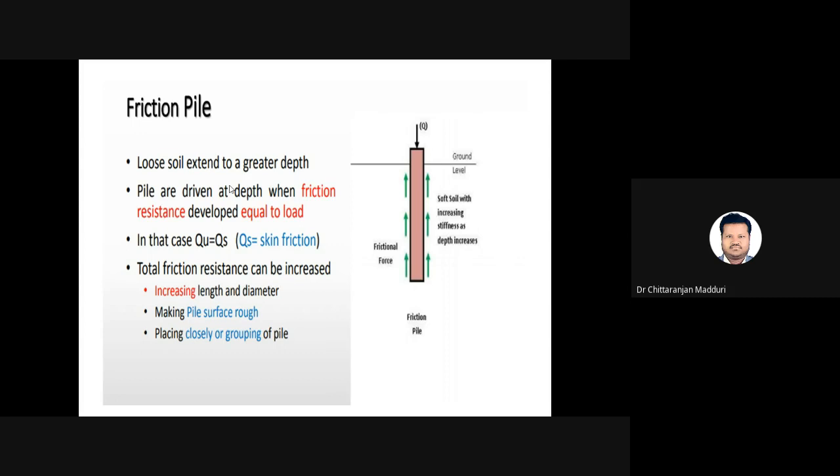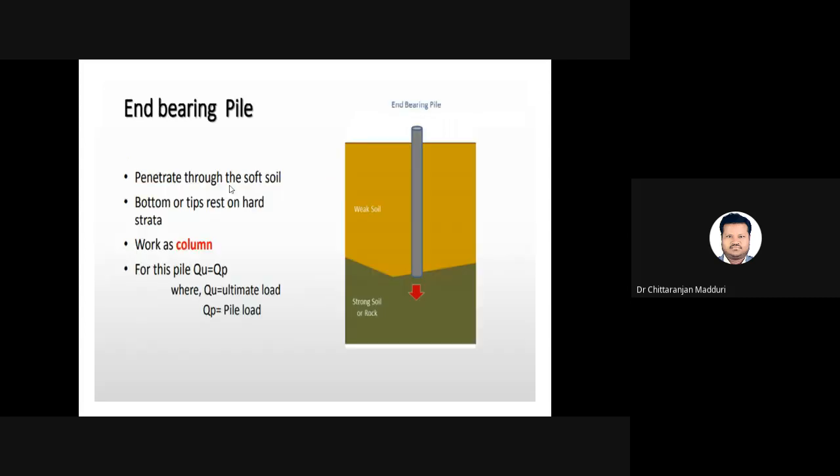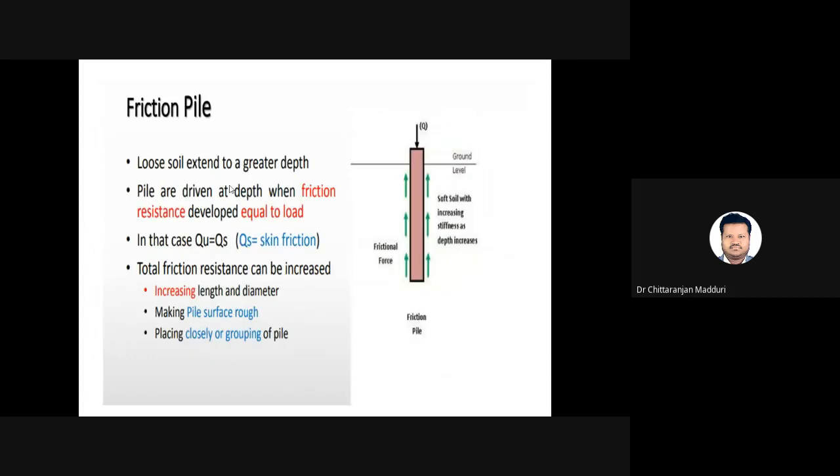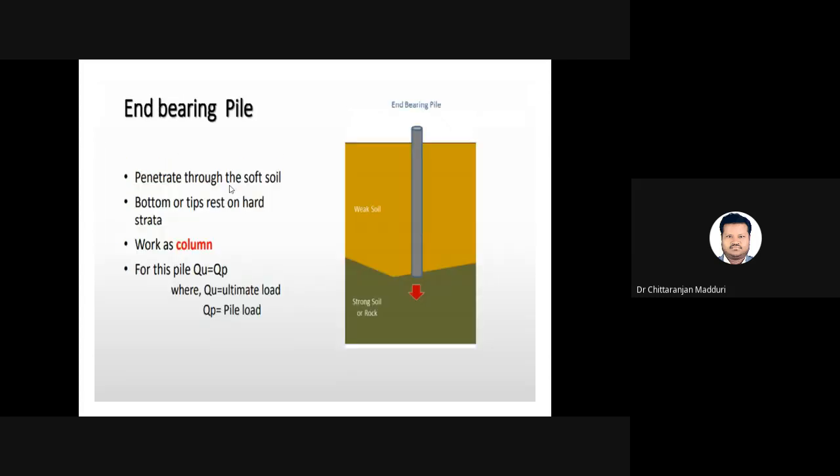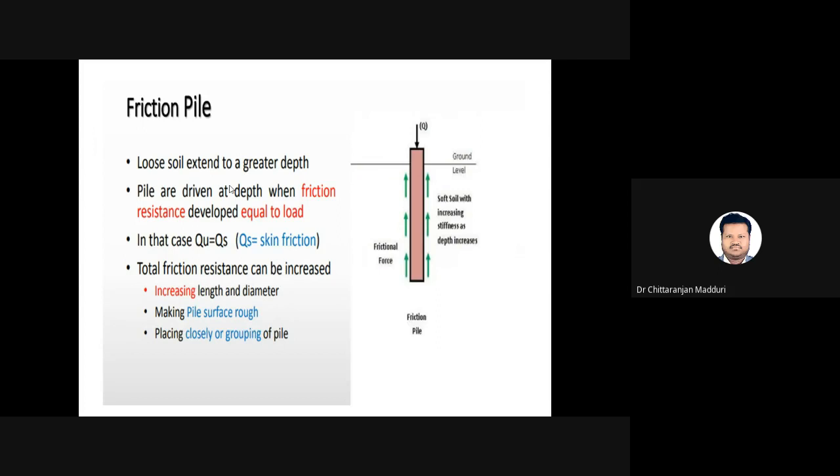In the case of end bearing pile, the load is transferred through the bottom tip of the pile foundation. In the case of bearing pile, the pile penetrates through the soft soil up to the bearing strata. But in the case of friction pile, the pile does not extend to a great depth. It does not rest on the hard stratum. So the load applied on the pile is taken by the friction between the soil and pile.